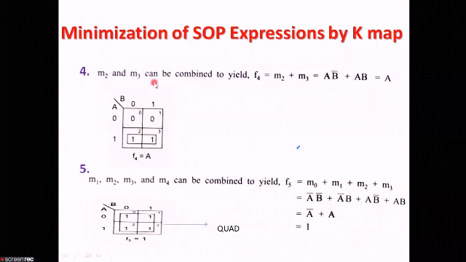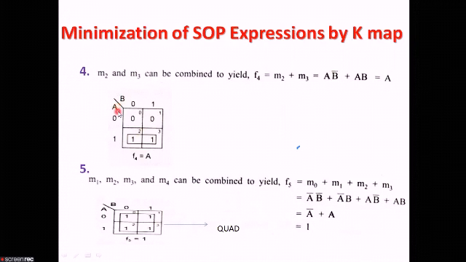Next is the fourth case, that is M2 and M3 are present. That is M2 and M3 are combined to yield F4 equal to M2 plus M3 equal to A B bar plus AB, equal to A. Now, we are here in the minimization of SOP expressions by K-map. In the fourth case, we are seeing that M2 and M3 are present, and this one is the application of the Boolean algebra. We find out that F4 is equal to A. Now, here we will be doing the K-map. That is, we will be doing the mapping. Now, A and B are the two variables.